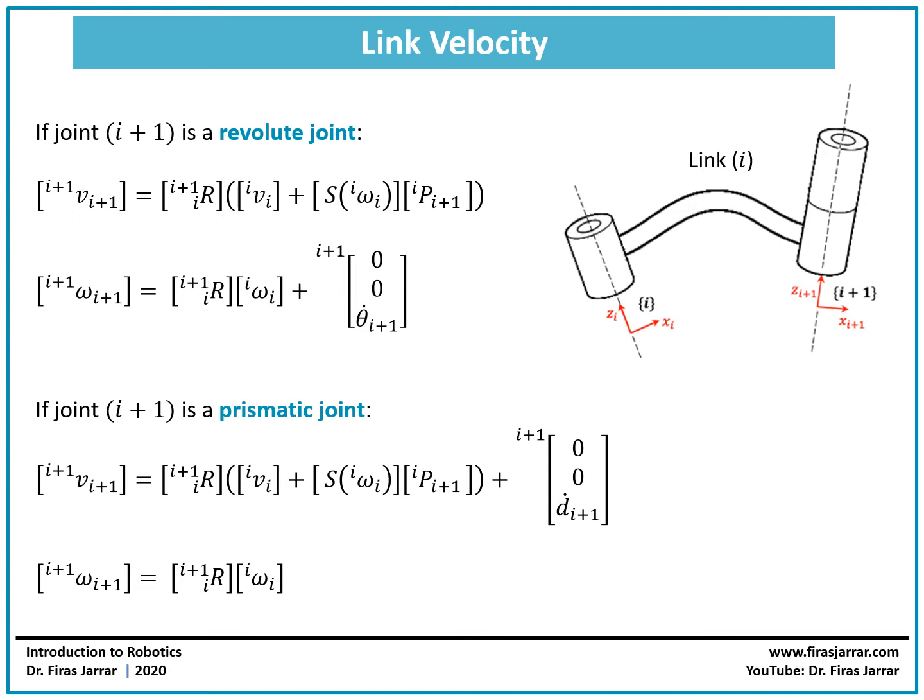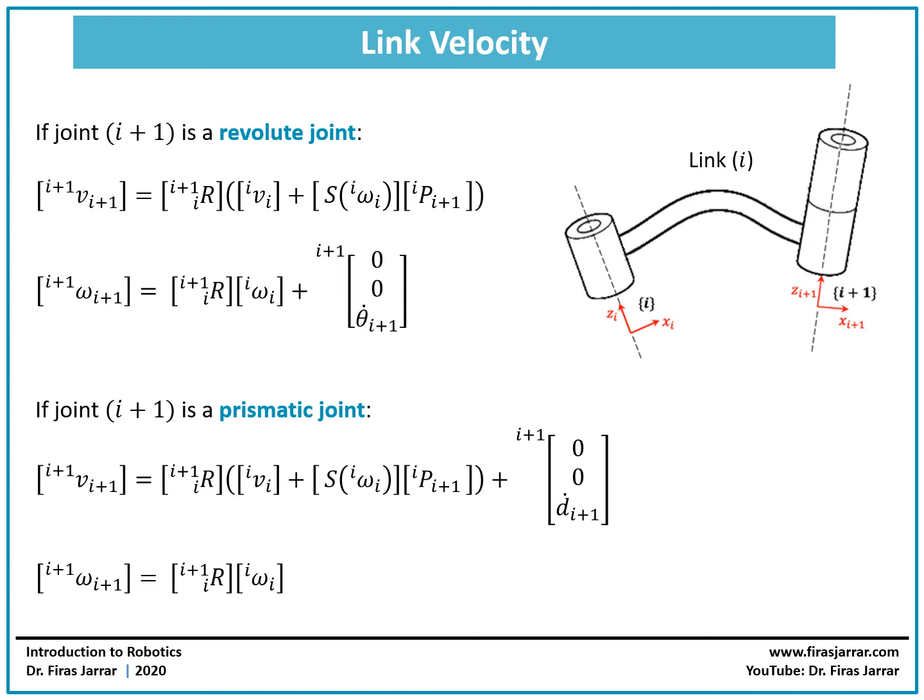We considered two cases, one in which the joint between link I and link I plus 1 is a revolute joint, and in that case this is the formula for the linear velocity of the origin of the frame of link I plus 1, and this is the formula for the angular velocity of link I plus 1.